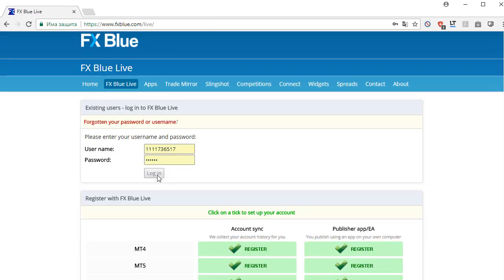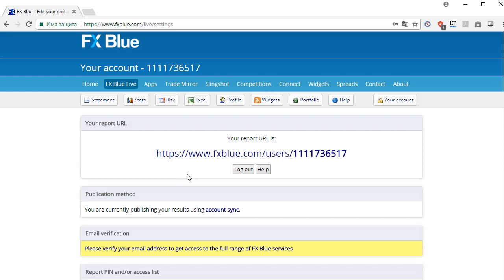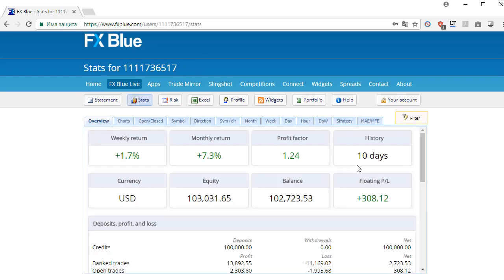When I click on login, you will be in the account synchronization. After that, I click on statistics. Here are exactly the dates, because I don't remember when exactly I placed it, but we have a history of 10 days. I have a monthly return of 7.3% so far, a weekly return of 1.7%, a profit factor of 1.24, and here is the floating profit, which is $300, and here is your balance and equity.